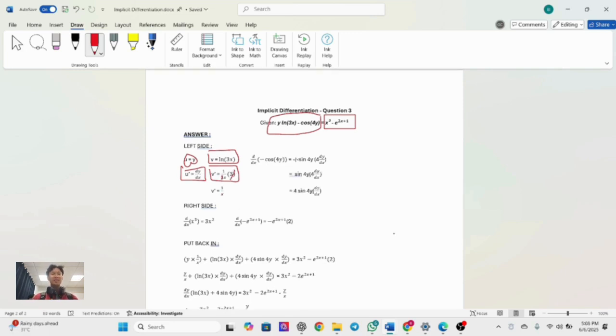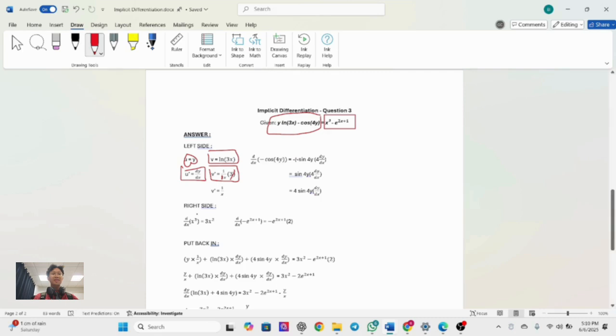over x. So for negative cos 4y, we need to apply the chain rule, and as you can see, it became negative, bracket negative sin 4y, bracket 4, dy over dx. And since negative and negative make a positive, it is left as sin 4y bracket 4 dy over dx. And we can move the 4 into the front, making it 4 sin 4y bracket dy over dx.